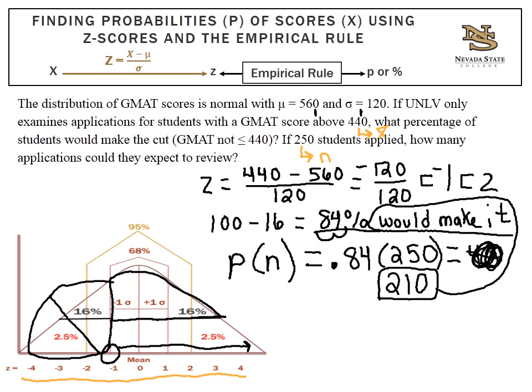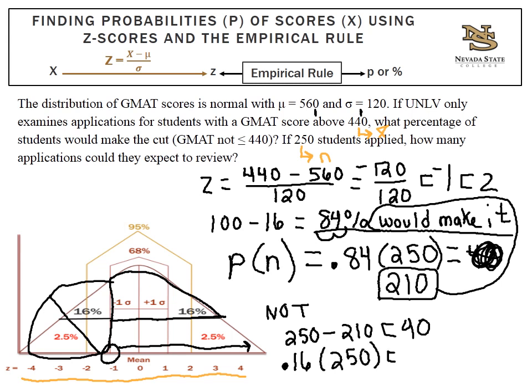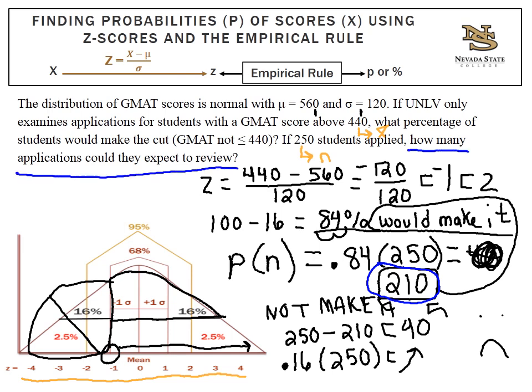So to figure out how many would not make it, just for kicks, you could take 250 minus the 210 that would make it. You get 40. Or you could take the 0.16 that would not make it, multiply it by 250, and you still get 40. Would not make it. Silly PowerPoint. There you go. But in this case, your answer would be 210, right? That's how many applications they would expect to review.